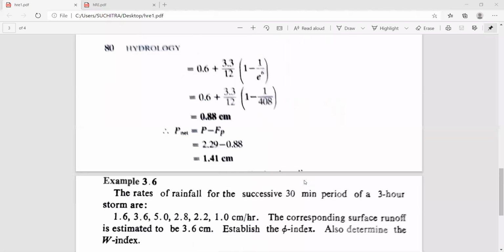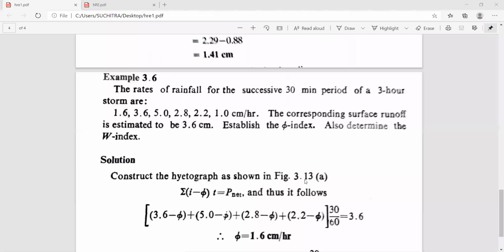So next, one more problem. It's a general problem. Always you have this problem in the examination. So determine the phi index value, and also the W index value.